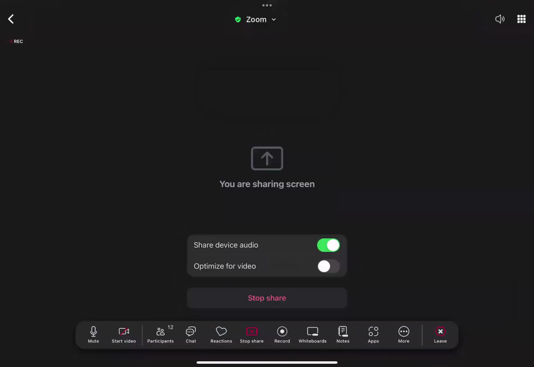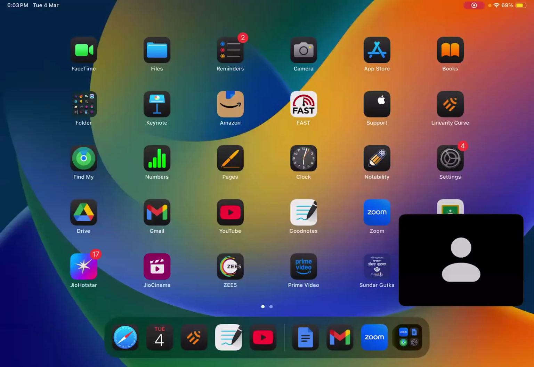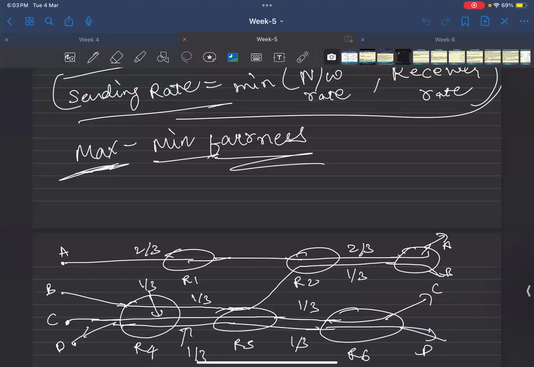Any doubts till the last lecture, Go-Back-N and SR protocol, and anything else? My screen is visible, everything is fine. Sending rate. Anyone else? I'll come to that AIMD thing, the rate, congestion, and all. Don't worry about that. We'll do the numericals again for this congestion control. Anything else?